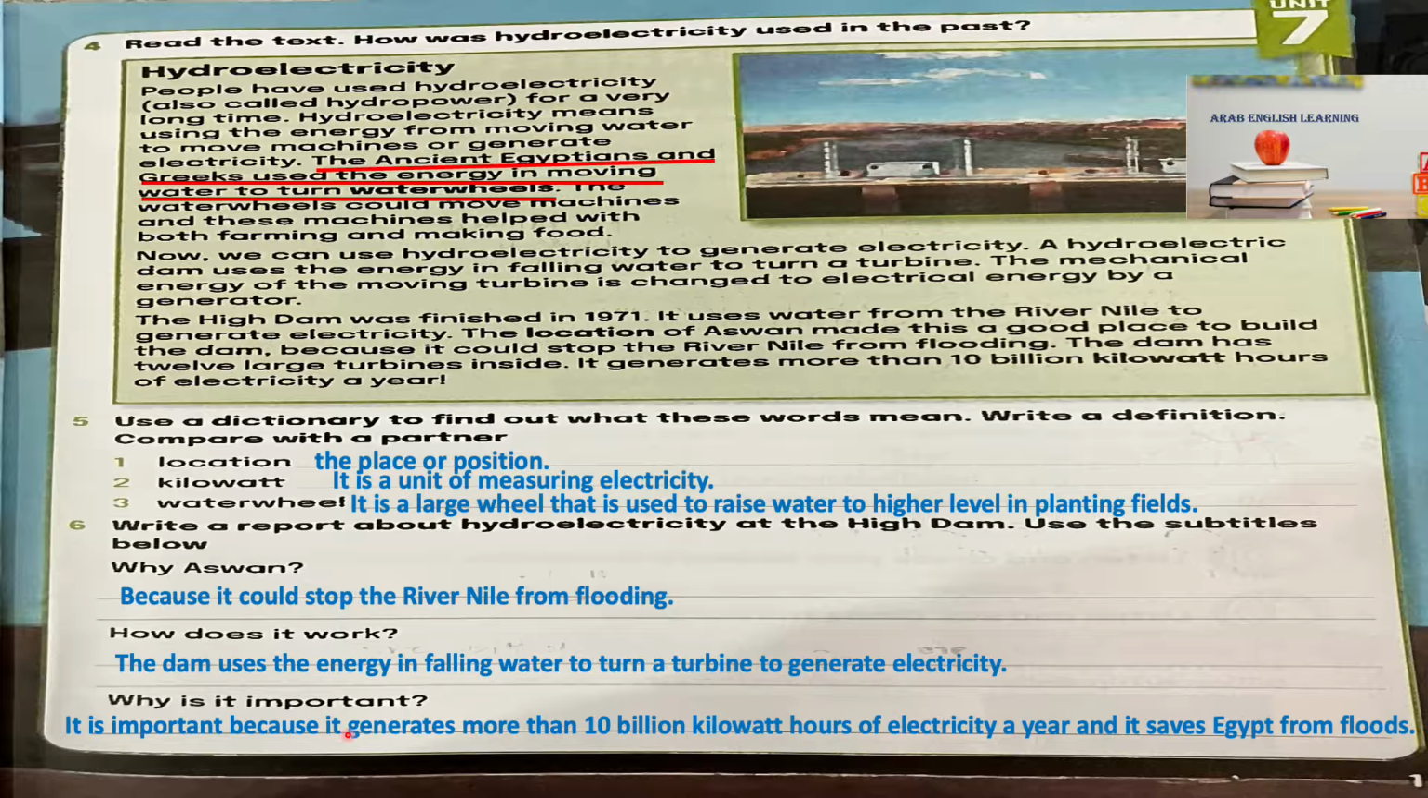Why is it important? It is important because it generates more than 10 billion kilowatt hours of electricity a year, and it saves Egypt from floods. So now you have the subtitles and you have the title. All you need to add is a picture to make it clearer and more exciting, and some more facts you can add and search on the internet to find.